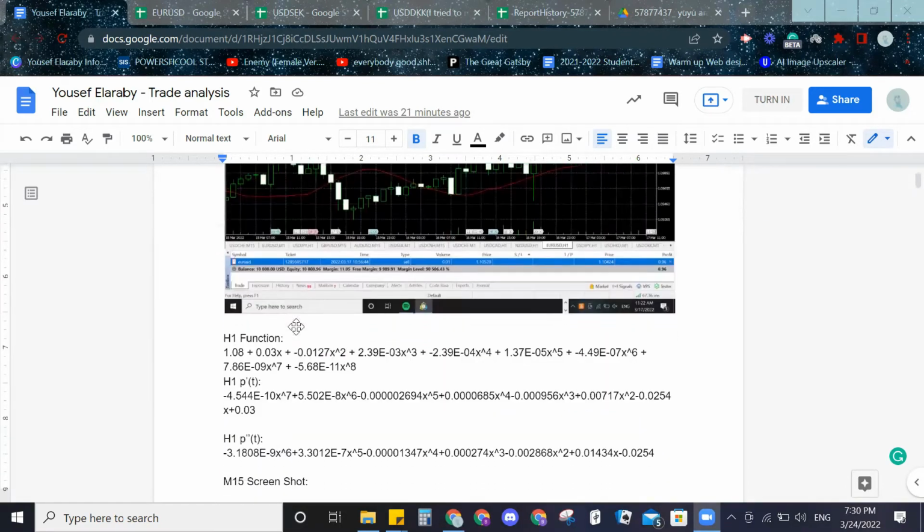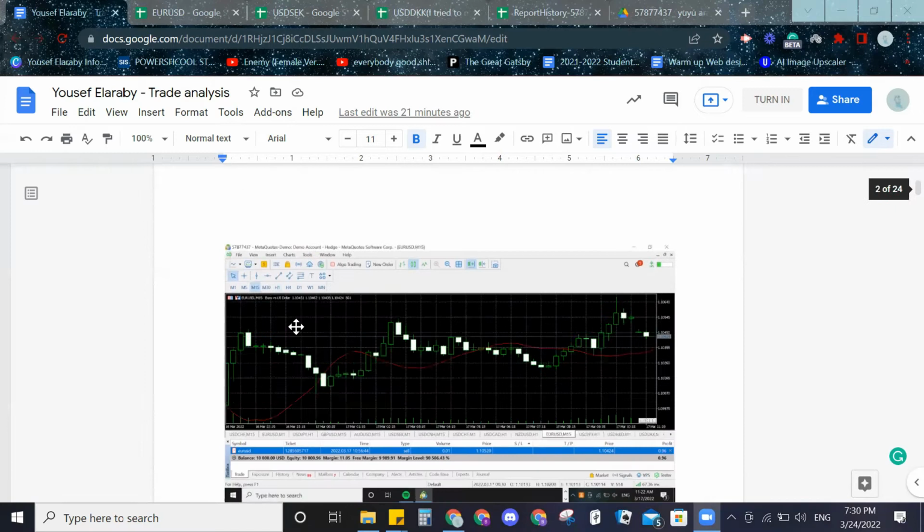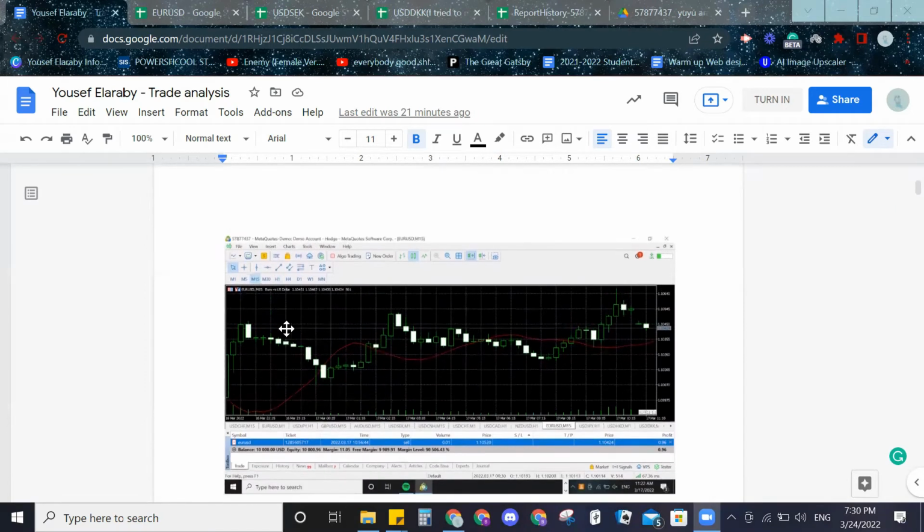So when we go down here, we can see the screenshot of the M15, and as you can see, it's not consistent. It goes down, then spikes back up, and then crashes back down for a while, then spikes back up, and then this is where I sold.